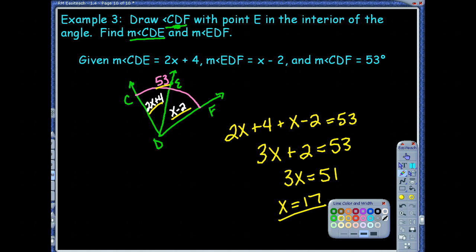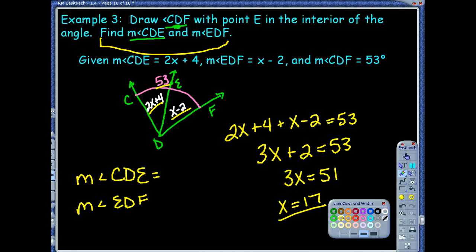Now, is that what they asked us for? Is that our answer? Are we done? Ta-da! Let me look back. Let me double check. It said find the measures. Nope. X is not the answer. It's going to help us find those measures. So we've got to substitute back in. So when I put that back in, angle CDE is going to be 38 degrees. And then angle EDF is going to be 15 degrees. And I know those work because if I add those up, angle addition, they add up to 53.